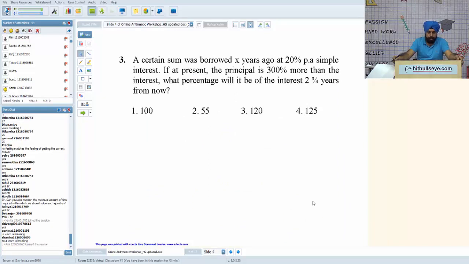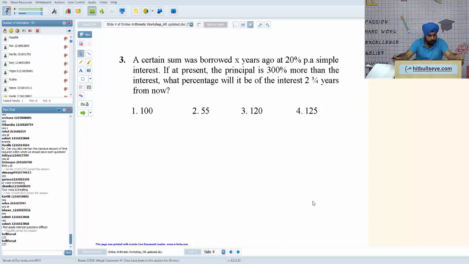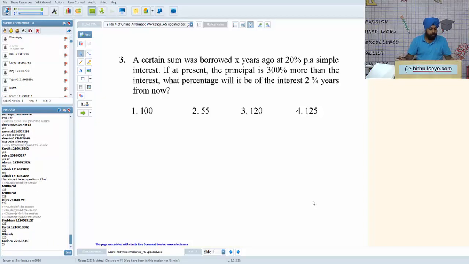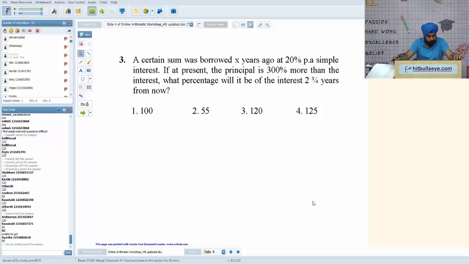So you all are reading this interest question. Okay, Ashish, let's see what can we learn from this question. Okay, some of you are answering it to be 120, some of you are saying it to be 125. Loveleen says it is 55. Okay. RC, just try and understand.